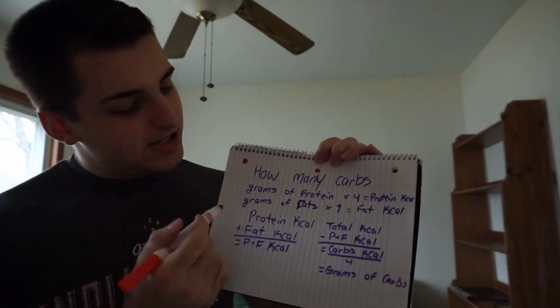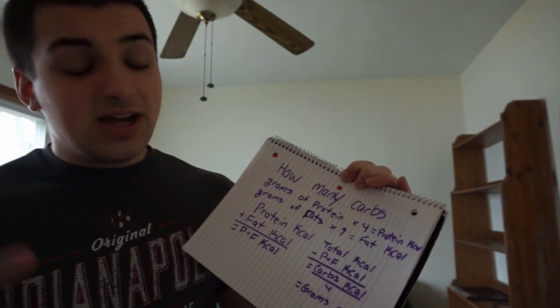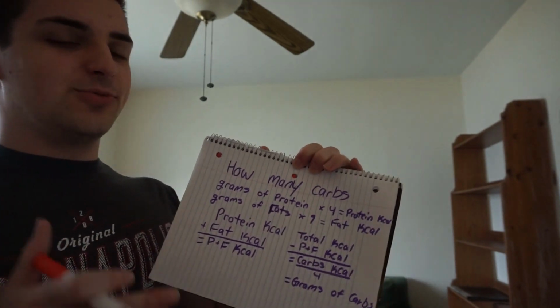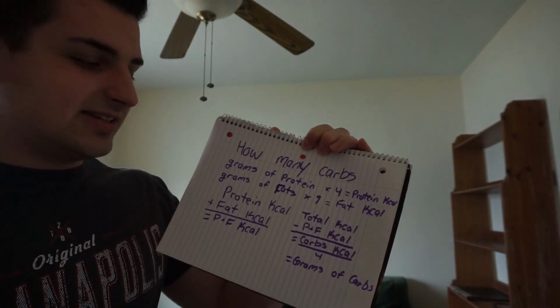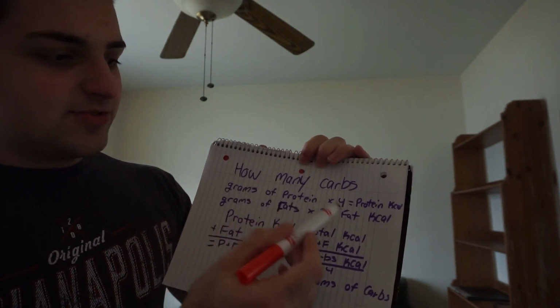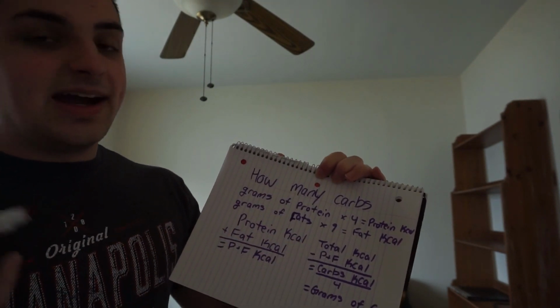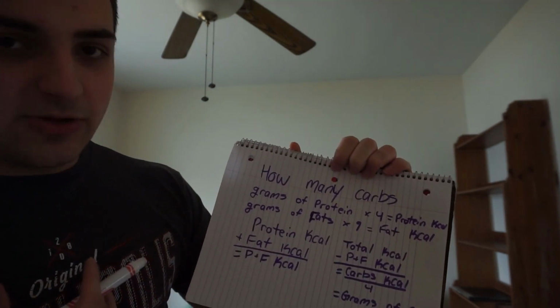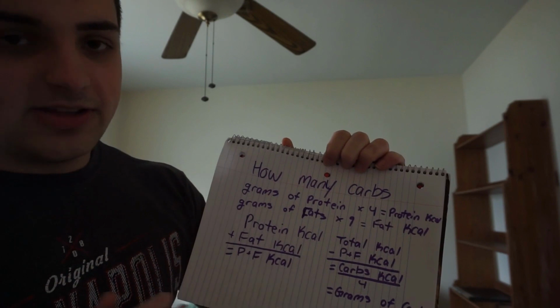The last thing is how many carbs you're going to need. So to find carbs, I know this looks super confusing. It's just a little bit more math, but once you realize what I'm saying, it's a lot easier. So you're going to start with the grams of protein times 4. So how many grams of protein? I said 183, so it would be 183 times 4. It's your protein calories.